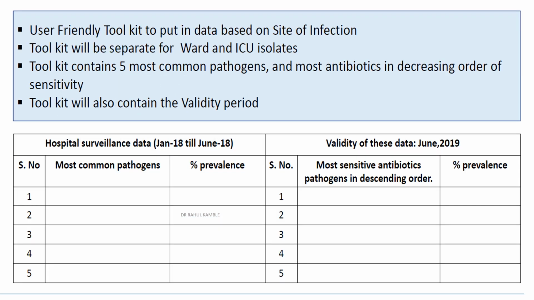This is the template. It's a very friendly toolkit to put the data. This will be separate for ward and ICU. The five commonest pathogens should be used, and the five antibiotics with the most susceptibility should be used for preparing the antibiogram. So the most common pathogens, their percentage prevalence, and the most sensitive antibiotics in decreasing order. So get these two tables and then proceed.